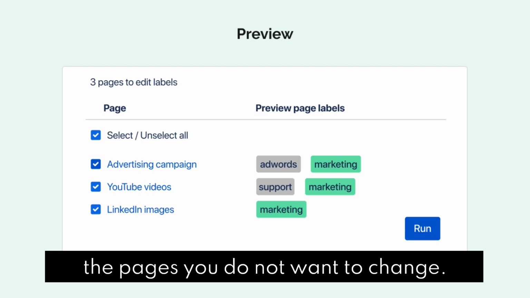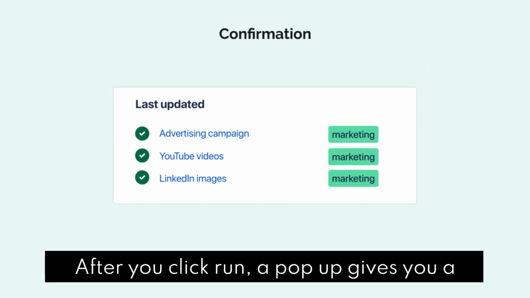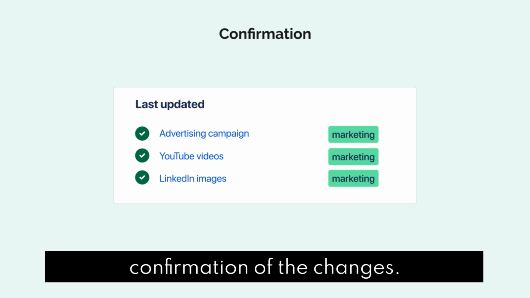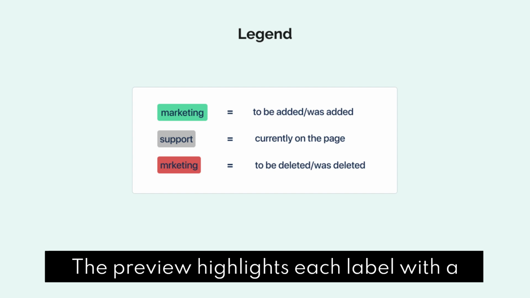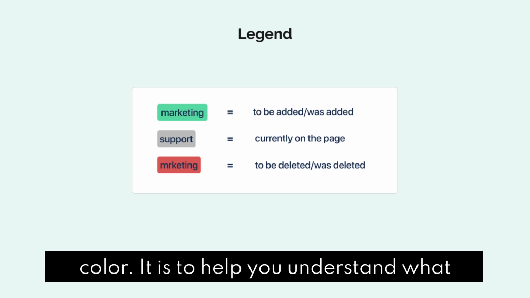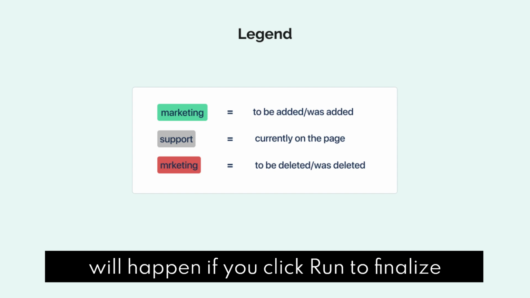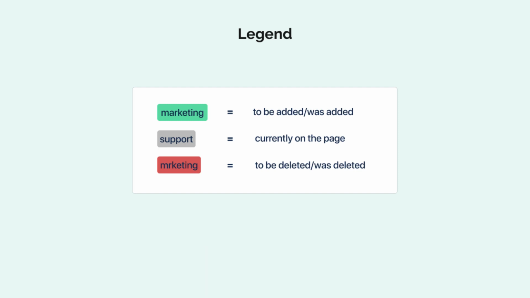Deselect the pages you do not want to change. After you click Run, a pop-up gives you a confirmation of the changes. The preview highlights each label with a color. It is to help you understand what will happen if you click Run to finalize the changes.